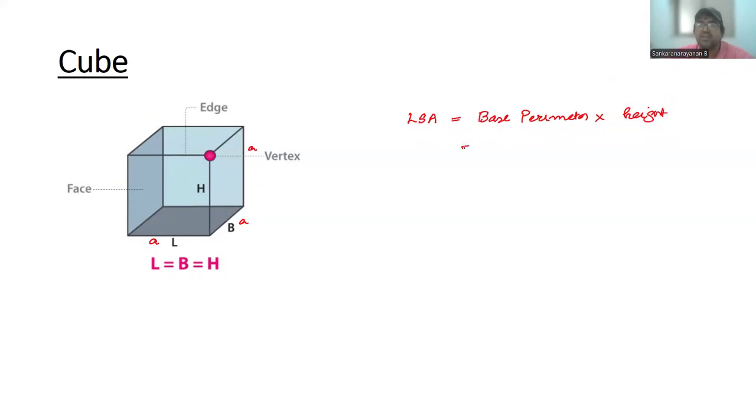So I can see that here the base perimeter is 4 times A, which you are multiplying with the height. Height is again A. I know that is equal to 4A square. What about the total surface area? To this 4A square, I am adding the top area A into A, which is A square, and the bottom area A into A, which is A square. So 4A square plus 2A square is equal to 6A square. That is the total surface area.